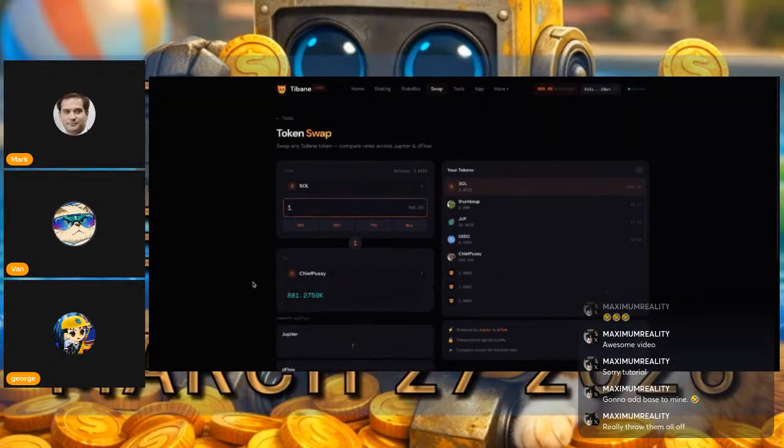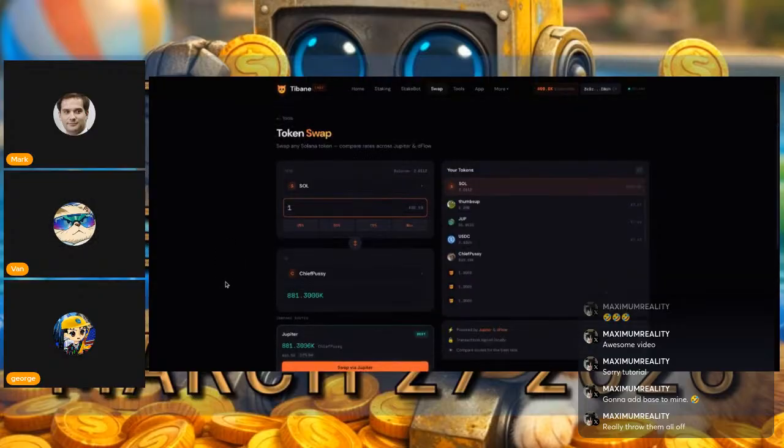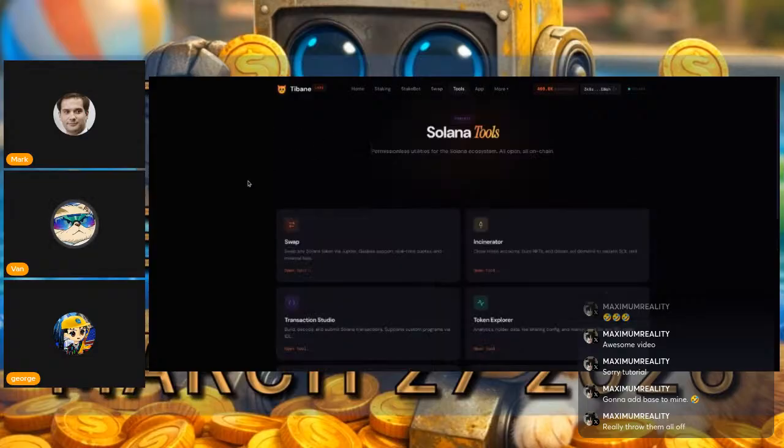We reached out to DFlow. We were able to integrate their routing options. So you know that if you're going on Tibane.net, you're getting the best route. You're getting the most tokens for your Solana going out. Appreciate that. Again, it's a small fee on top, and half of that gets split into the Chief Pussy pool.